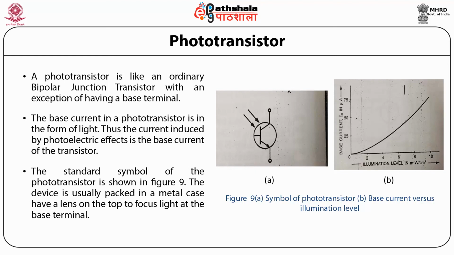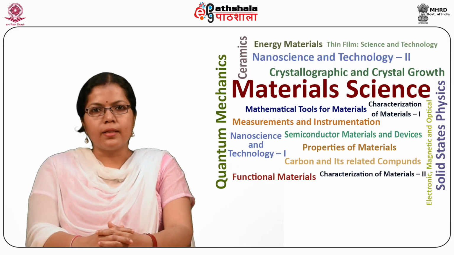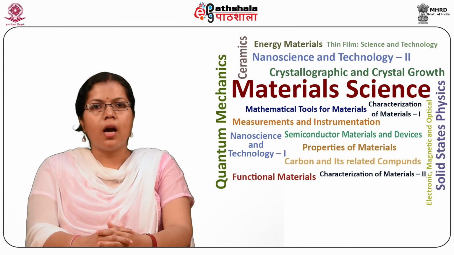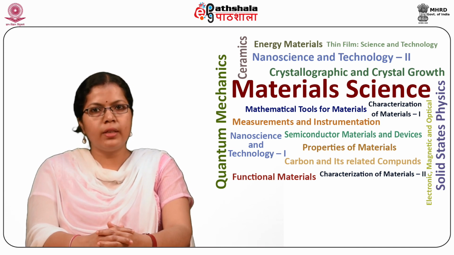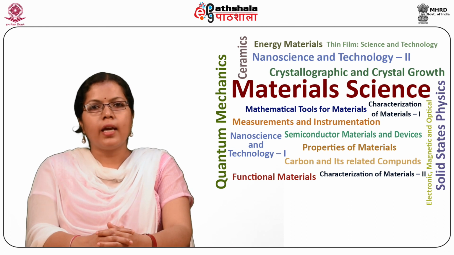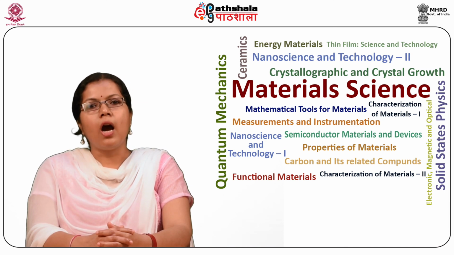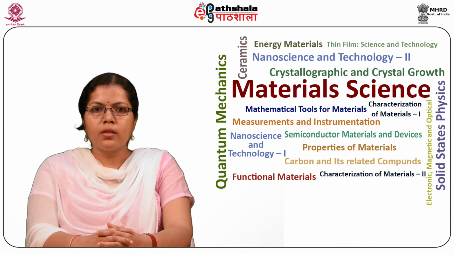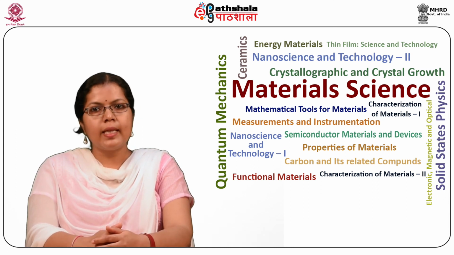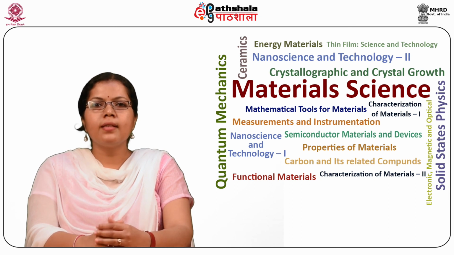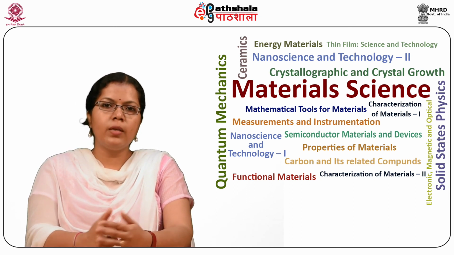The device is usually packed in a metal case and has a lens on the top to focus light at the base terminal. The photogenerated currents of the base collector junction are directly fed into the base of the device. This produces a nominal current amplifying transistor action, resulting in the output current. In practice, both emitter and collector currents are identical. Since here the base is open, the device is not subjected to negative feedback.